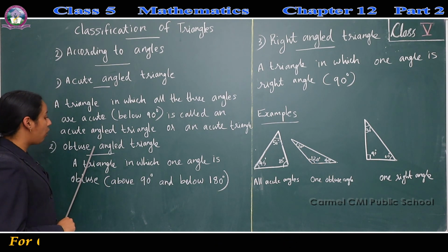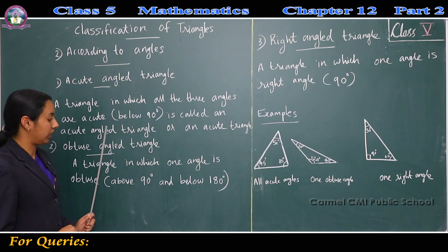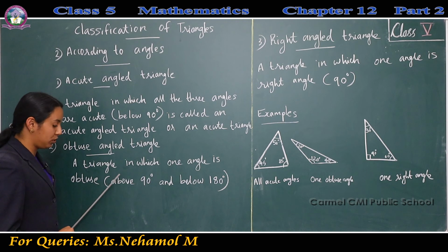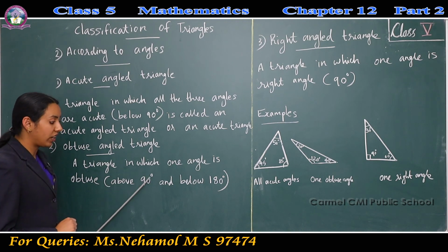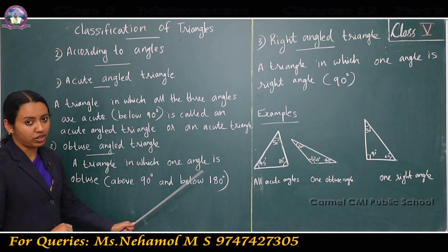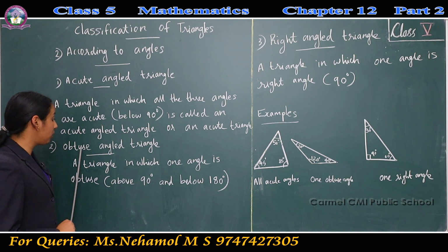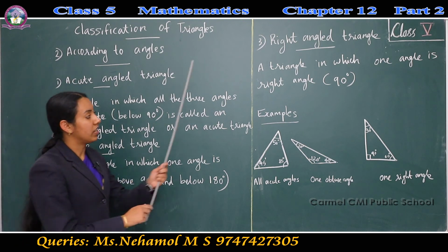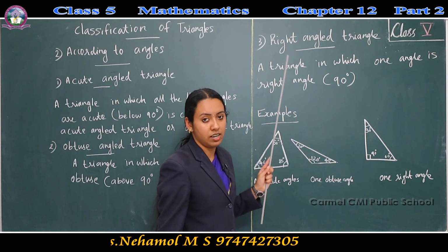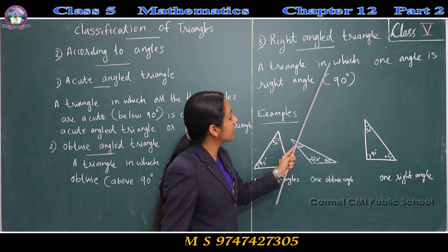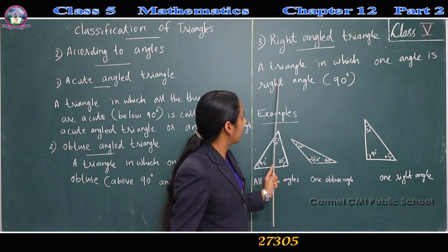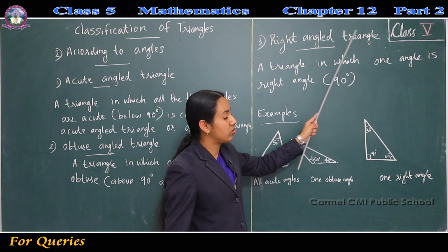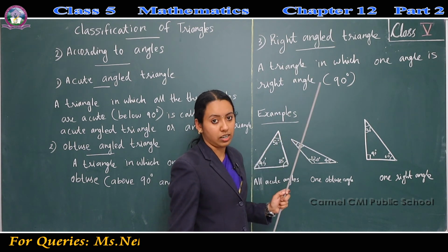Then next one, obtuse angled triangle. A triangle in which one angle is obtuse. That means above 90 degree and below 180 degree is called an obtuse angled triangle or obtuse triangle. Next one, right angled triangle. A triangle in which one angle is right angle. That means 90 degree is called right angled triangle or right triangle.